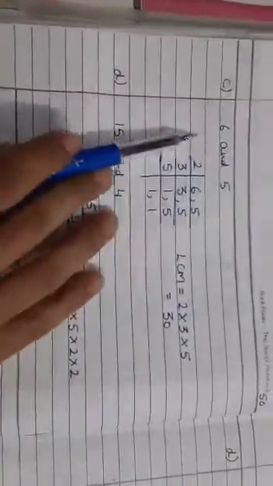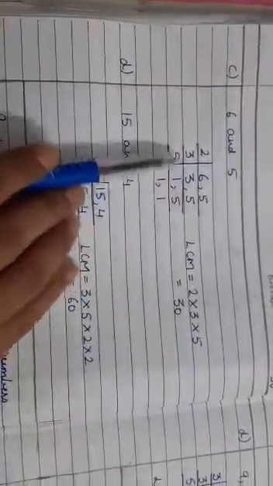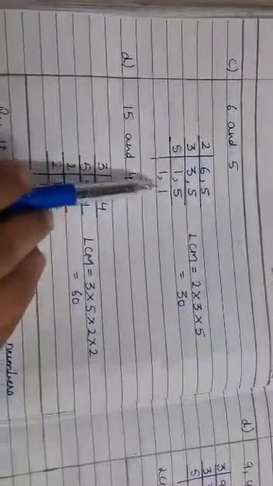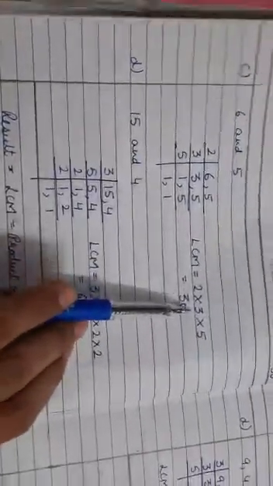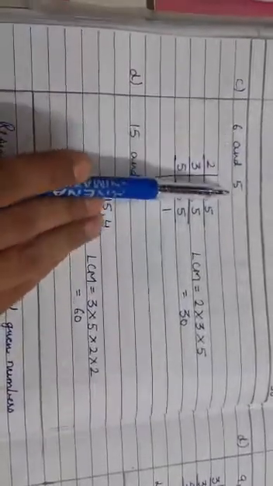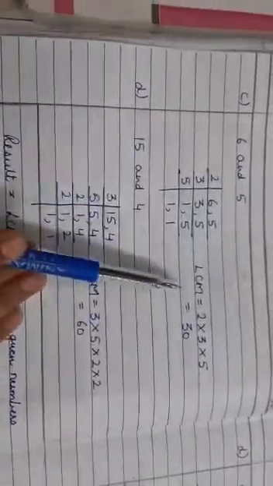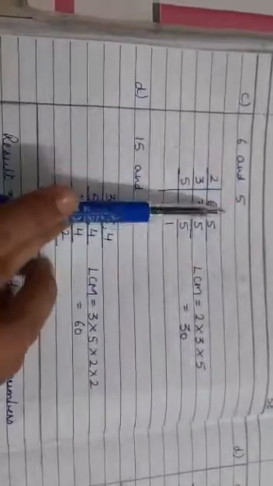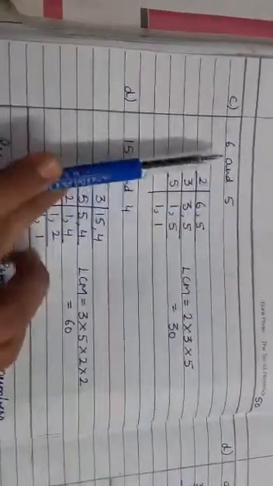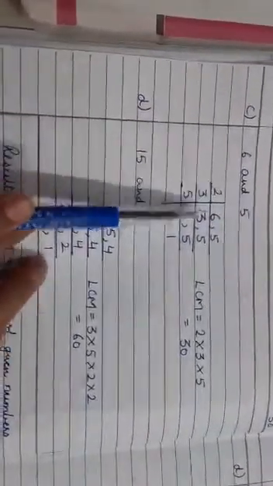C part, LCM of 6 and 5. So 2 3s are 6, 5 comes as it is. Now divide by 3. 3 1s are 3, 5 comes as it is. Divide by 5, we get 1 and 1. LCM is again 2 multiply 3 multiply 5, that is 30. Here again you can see 6 5s are 30. Here again LCM is 30, that is the product of these two numbers. And why is it so? Because these two numbers form a pair of co-primes. That means their common factor is 1 only. That is why their LCM is their product.